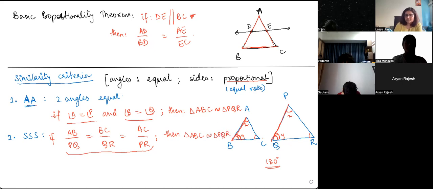The symbol for similarity is also similar to congruency. In congruency, things should be equal, so below it you put an equal to. In similarity, that equality is not needed, proportion is needed, only the angles should be equal. So it's just this single thing.